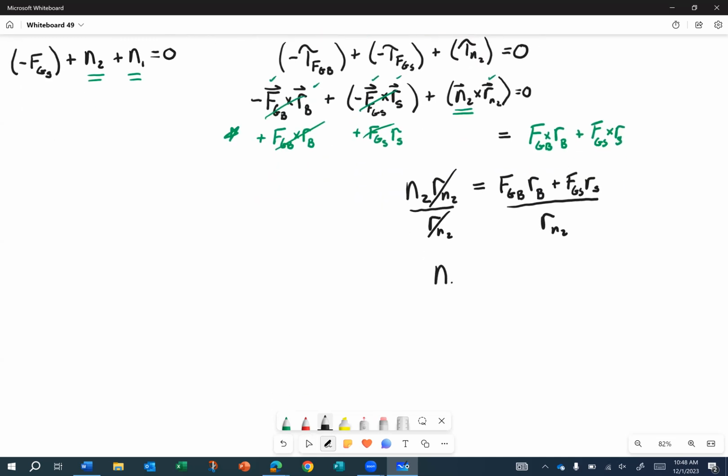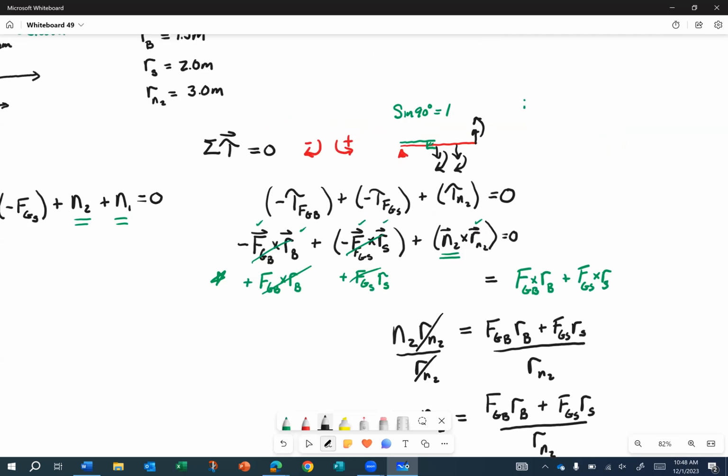And you get the value of N2 to be the force of gravity of the beam times the lever arm of the beam, plus the force of gravity of the student times the lever arm of the student, all over the lever arm of N2. Remember, we've already considered direction with the negative and positive values of our torque, clockwise or counterclockwise. We consider the cross product, which is what the torque equation is, the cross product between the force and the lever arm. The definition of the lever arm is the perpendicular distance to the line of force.